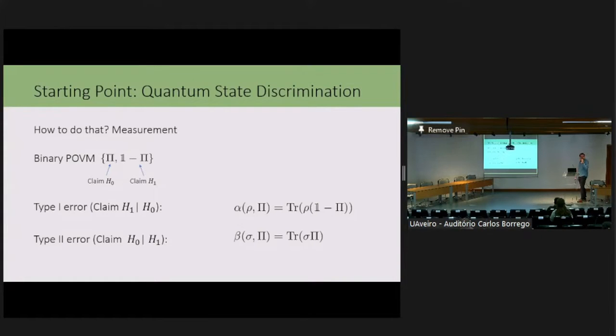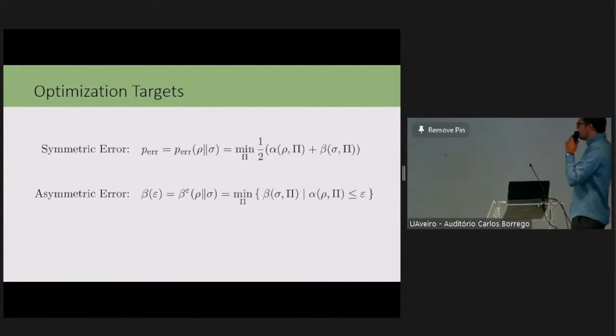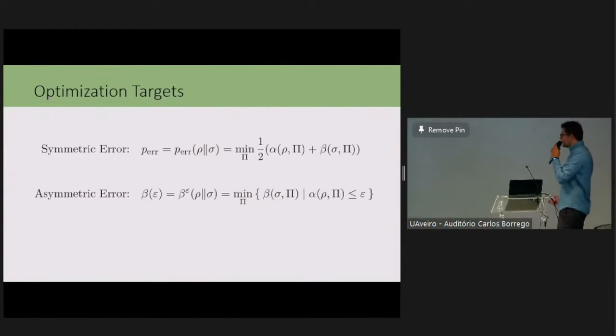So you could do something fairly stupid and could, for example, just set one of these POVM elements to zero. Then you would never make a type 2 error, although you would sometimes make a type 1 error, or actually would always make a type 1 error if your state actually happens to be rho. That's a stupid thing to do, but it illustrates that there's some trade-off to be had between these two errors. And so if you want to optimize and find the best measurement, you have to say to some degree what you want to optimize for.